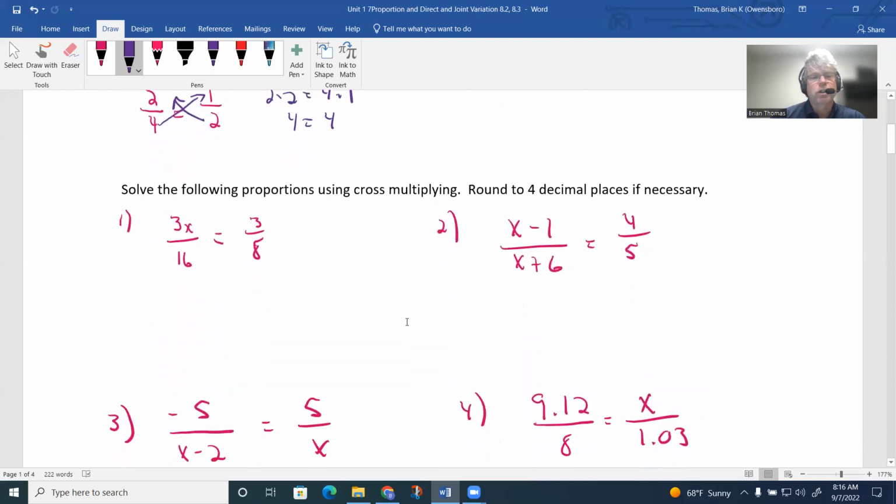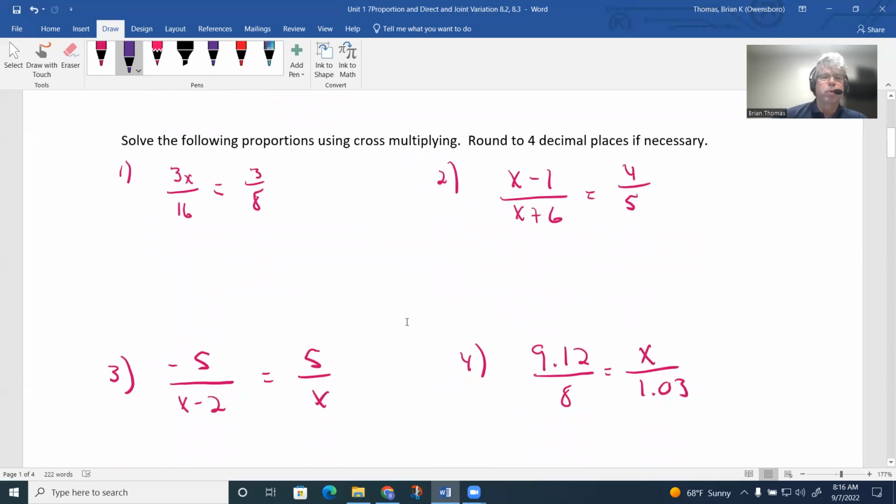So in this section here, you'll start to see proportional equations. And we may have to round some of these to 4 decimal places. So we'll keep that in mind as we move forward in our assignment. So if we solve this, we can cross multiply to help us see this. So we know that 8 times 3x is going to be 24x. And 16 times 3 is going to be 48. So basically, what you're trying to do is figure out 24 times what value gives me 48.